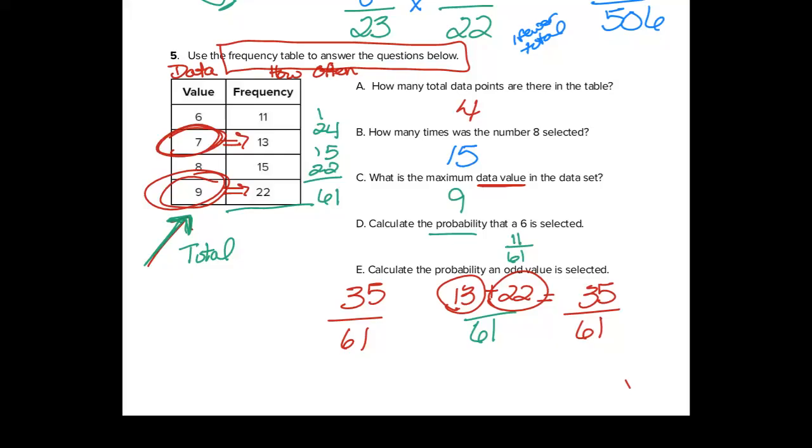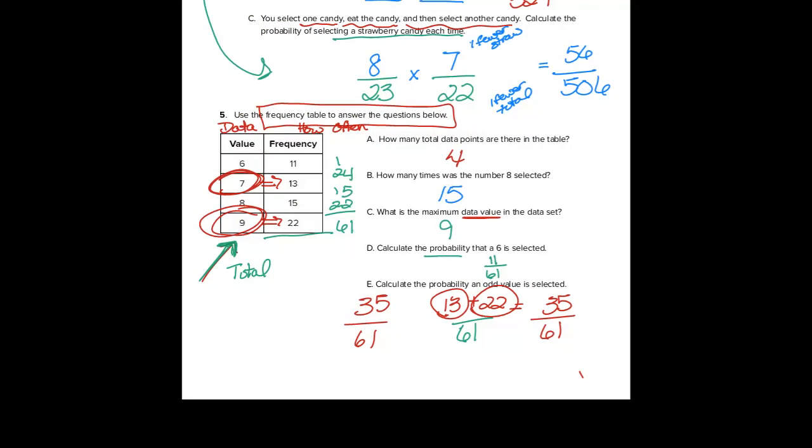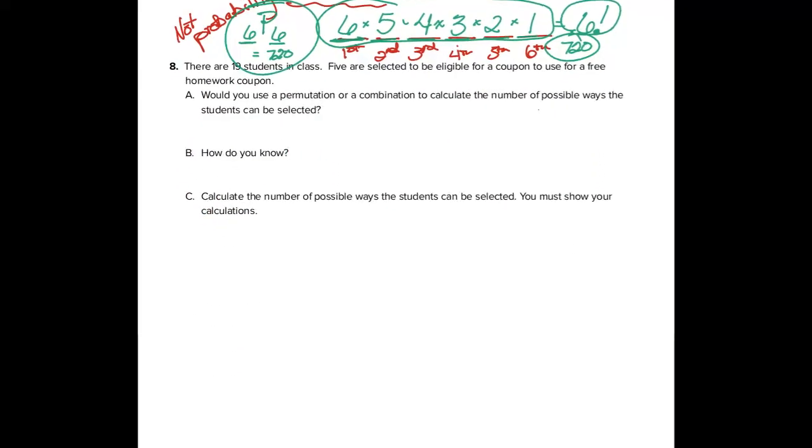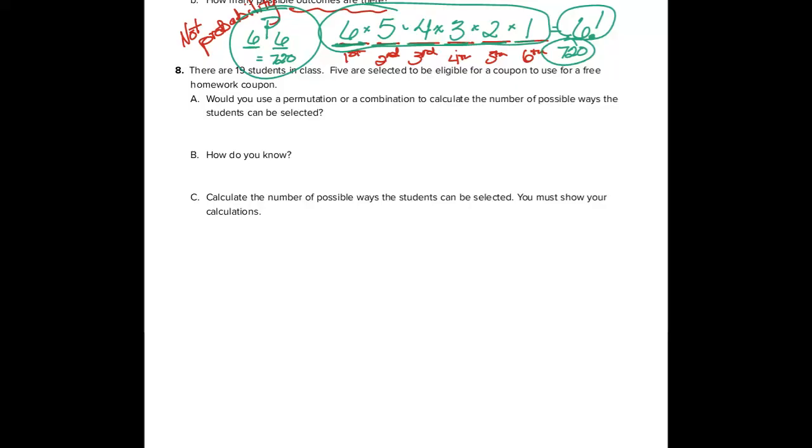All right, I think someone asked for problem number 8, I believe. So let's see if we can find 8. Yep. All right, here we go. So, number 8, wherever people want to see the problem. There are 19 students in class. 5 are selected to be eligible for a coupon to use for a free homework coupon. Would this be a permutation or a combination to calculate the number of possible ways that students can be selected?